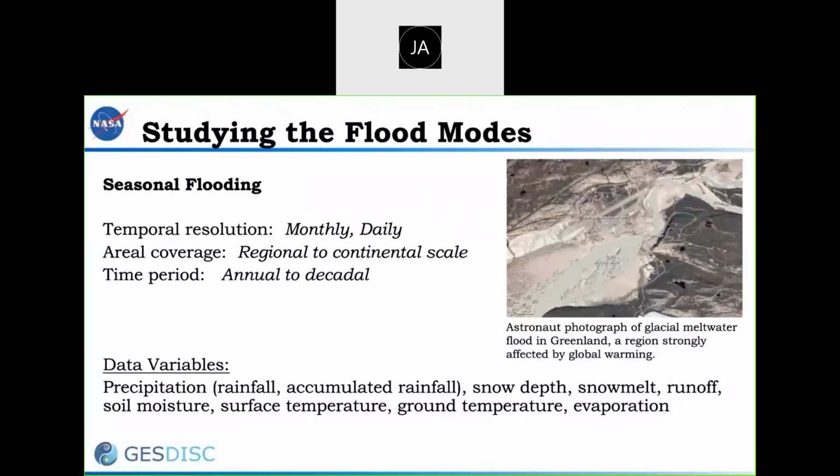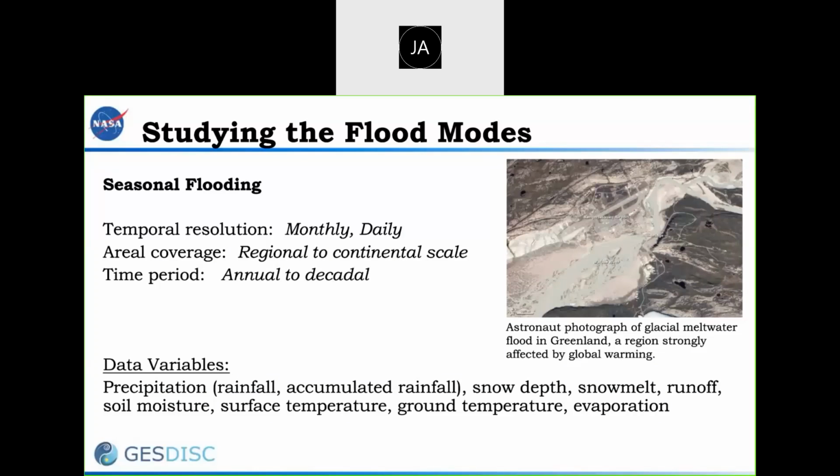So for the first flood mode, seasonal flooding, as I said, the temporal resolution does not have to be as high because these take place over monthly periods, so you can look at monthly data, data which is averaged over a monthly period. People ask what monthly data is, or daily data. Okay, the areal coverage should be large, covers regions and continents. Okay, and the time period, well, it happens every year. It's associated with spring, and you can see changes over decades. And I'm going to talk about all of these. You can look at trends with longer term data, which means on a decadal scale.